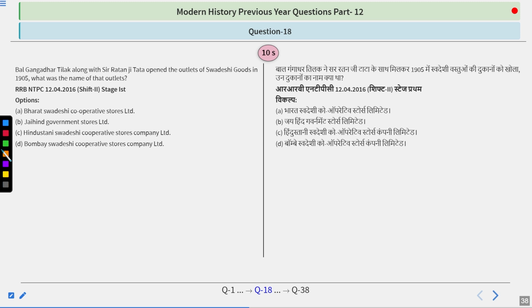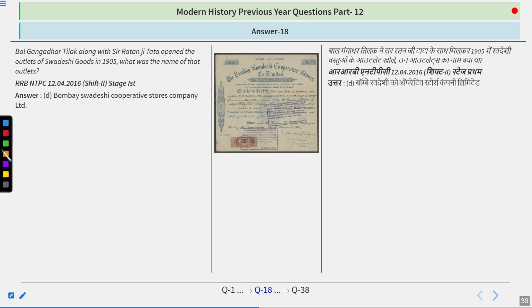Bal Gangadhar Tilak, along with Sri Ratanji Tata, opened the outlets of Swadeshi goods in 1905. What was the name of that outlet? Bharat Swadeshi Cooperative Stores Limited, Jai Hind Government Stores Limited, Hindustani Swadeshi Cooperative Stores Company Limited, Bombay Swadeshi Cooperative Stores Company Limited. Very important question. This is a moderate type of question. Try to think about it. And the question is moderate, and the answer is Bombay Swadeshi Cooperative Stores Company Limited.